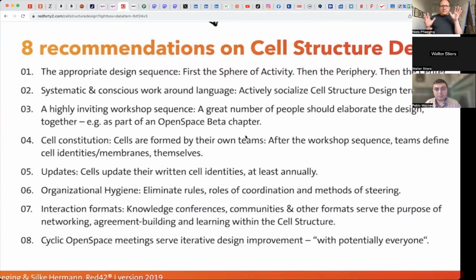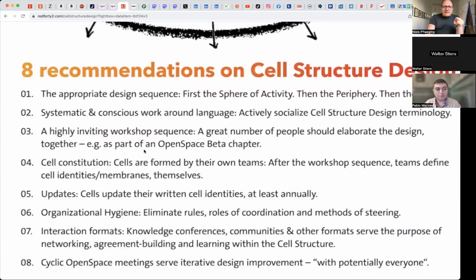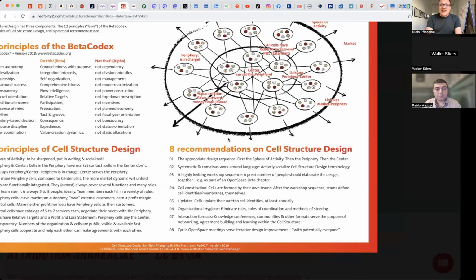And one thing that's mentioned here somewhere, the best approach, this is recommendation number 3. Do a highly inviting workshop sequence to develop the draft design. A great number of people should be involved. And it says here, for example, as part of an open space beta chapter. So one of our recommendations is, if your company is bigger, more than 50 or 60 people, you should use another complementary fitting social technology that we call open space beta, which is for transformation in just 90 days.